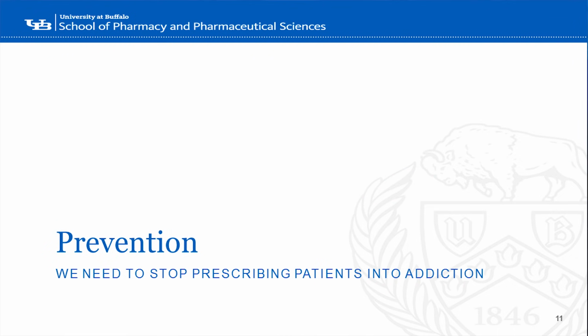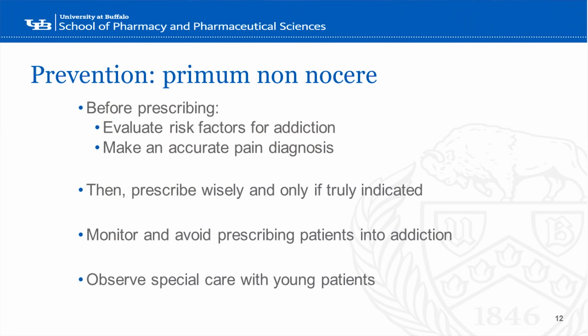What we need to do is we need to stop prescribing patients into addiction. And that's our responsibility as physicians. First, do no harm. Before even prescribing that first dose of opiates for pain, evaluate the patient for risk factors of addiction. Make sure that you have an accurate pain diagnosis, and then prescribe wisely and only if truly indicated. Once you have prescribed opiates to an individual, continue to monitor them for the early signs of addiction and avoid prescribing them into full-blown addiction. And please exercise special care with young patients.